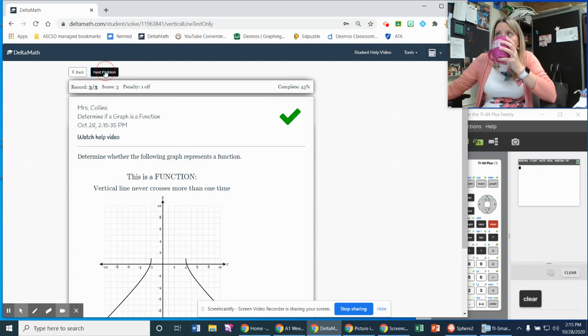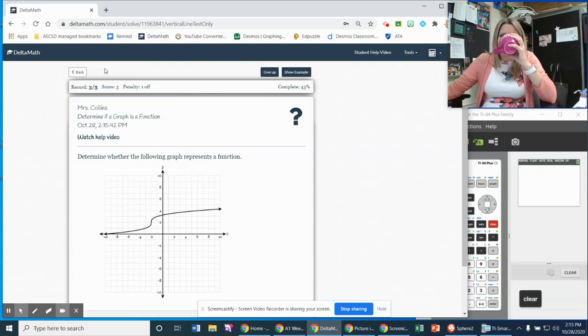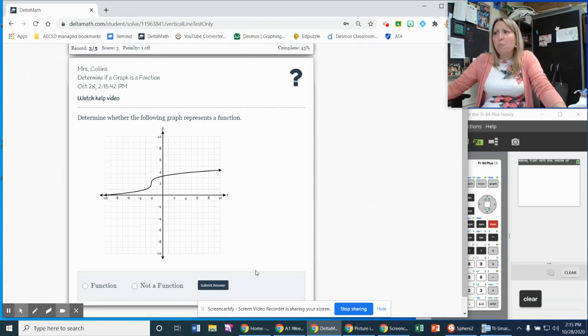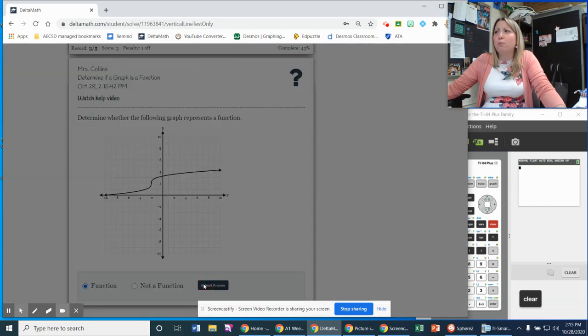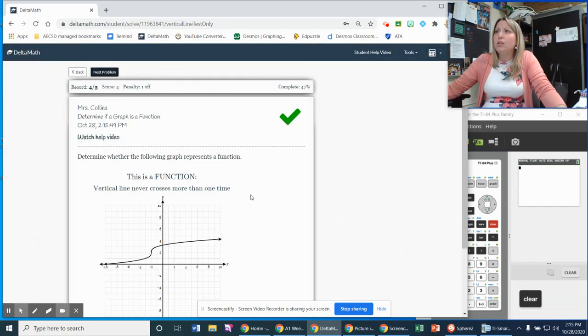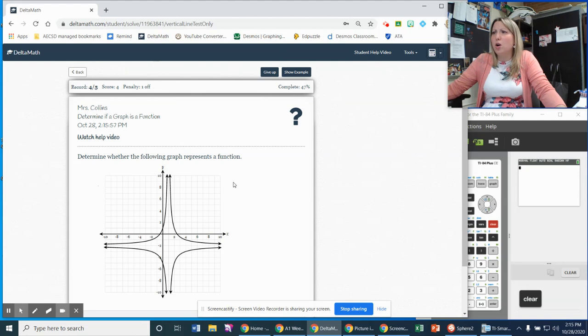Okay, here we go. Cube root again, no X values repeated. This vertical line test thing is cool, huh? That's what you're thinking in your head, though. Is a vertical line. Whoa!